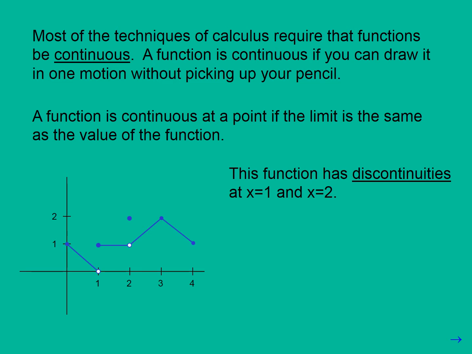Our definition says that a function is continuous at a point if the limit is the same. So let's look at the limit of f of x as x approaches some value a. It has to be equal to f of a in order for this function to be continuous. On some slides that we're going to be looking at, we'll actually go through this process of determining if a function is continuous or discontinuous at a point.